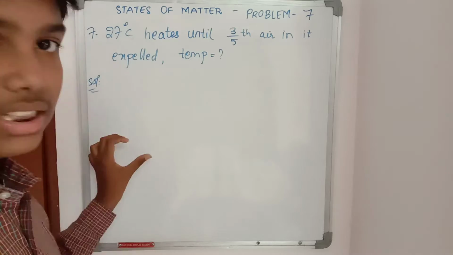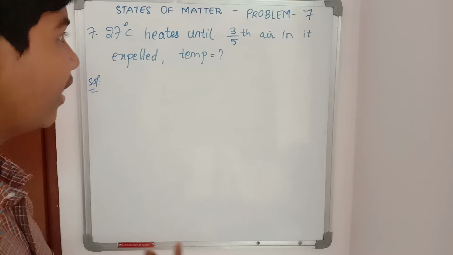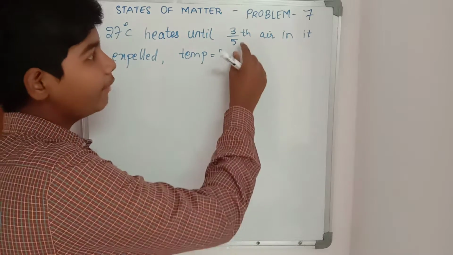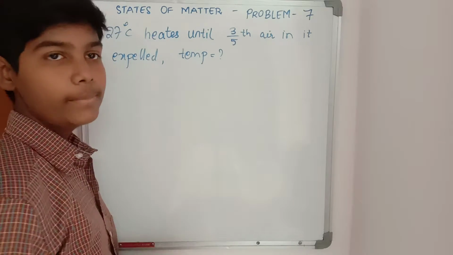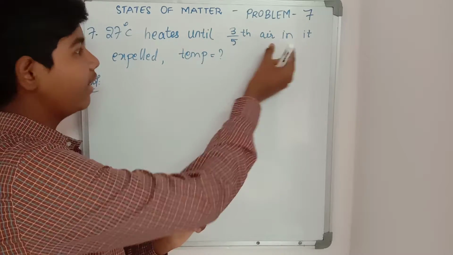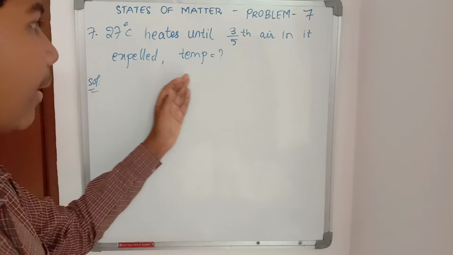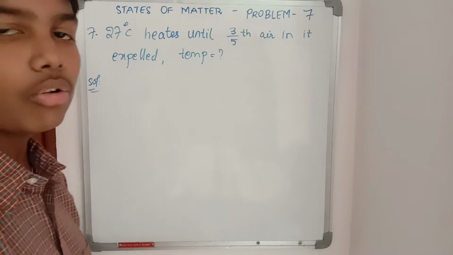So a vessel is there. It is at 27 degrees Celsius. It is heated until 3/5 of the air in it, which means in that vessel some air is there, is expelled. So we have to find the final temperature.